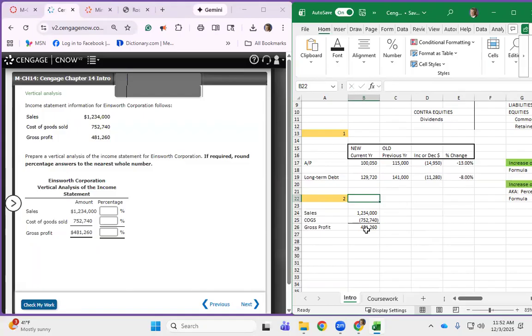So what we're going to do to put vertical analysis here is we're going to divide everything by sales. Okay, sales is going to get divided by sales, cost of goods sold is going to get divided by sales, and gross profit is going to get divided by sales. And once again, this is vertical analysis. And this was horizontal.